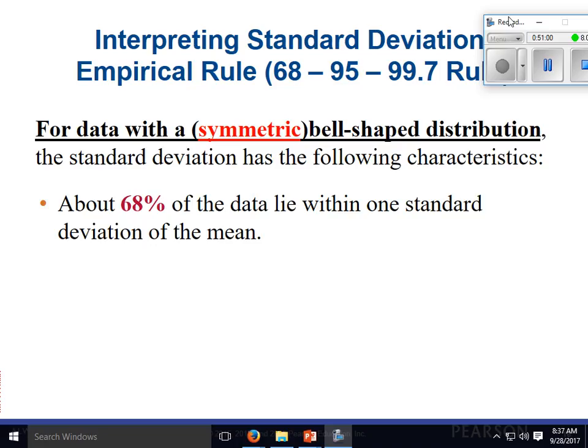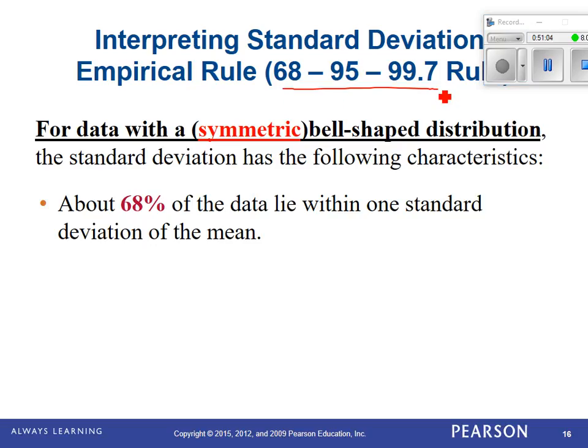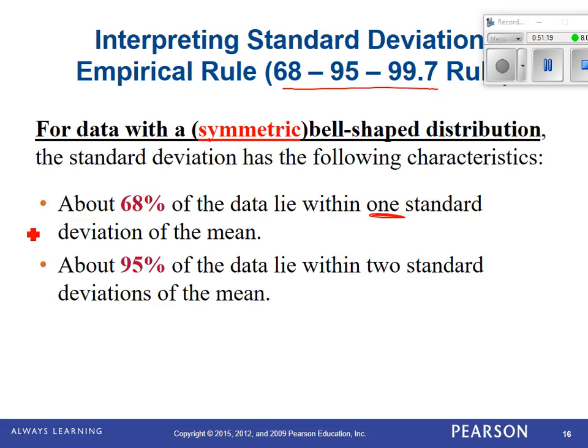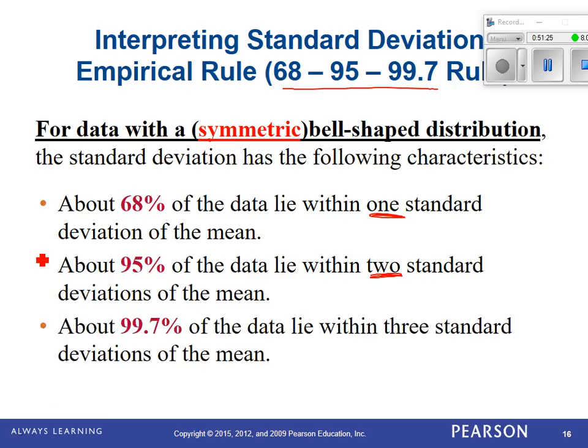The empirical rule uses this. 68, 95, 99.7. Those are key numbers. About 68% of the data lie within one standard deviation. Guess what the 95 stands for? Within two. And then 99.7 within three.